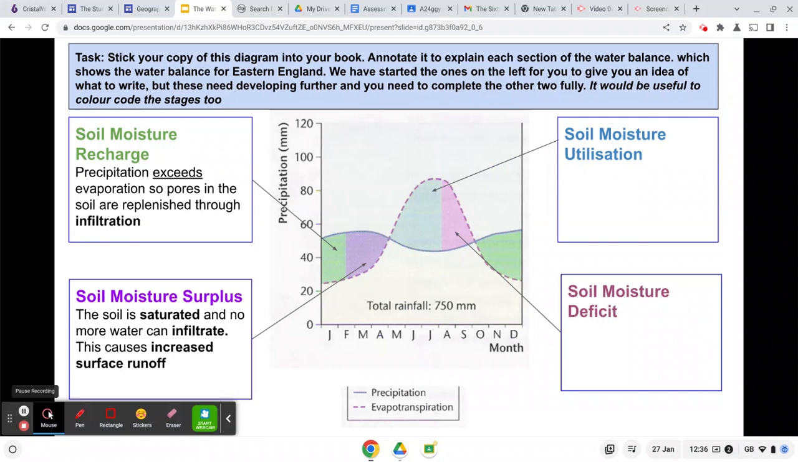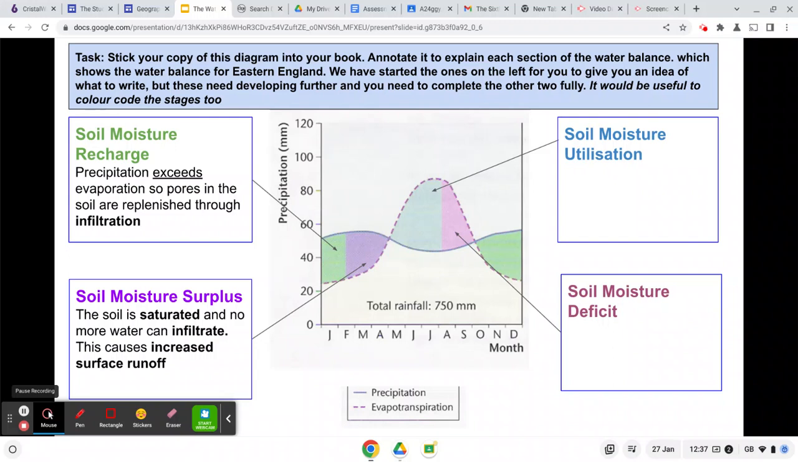You won't have this diagram, but you can draw it out into your books and then add the labels. The solid blue line is the precipitation, and then the dashed line is evaporation. When the precipitation is higher than the evaporation, the pores in the soil will fill up with water via infiltration. Infiltration is one of the key terms that you put on your water cycle diagram last lesson. This is known as soil moisture recharge.